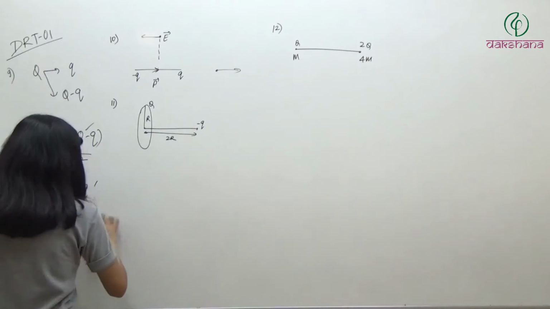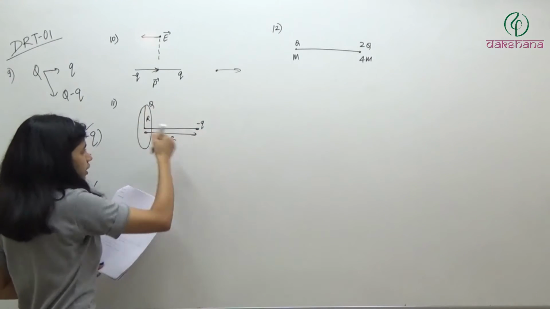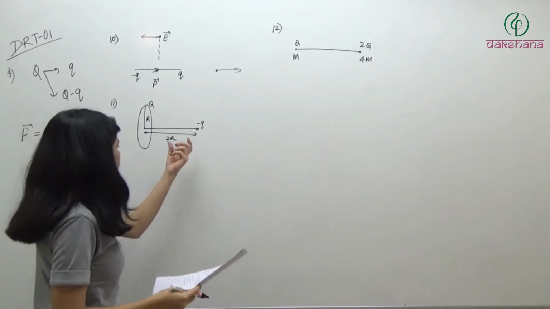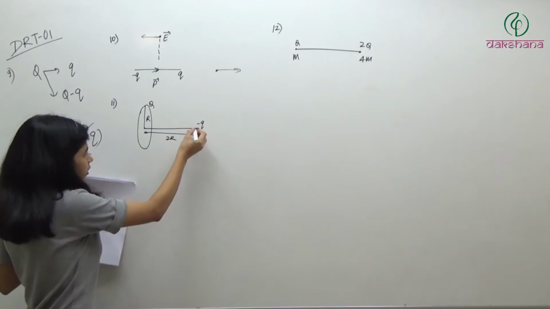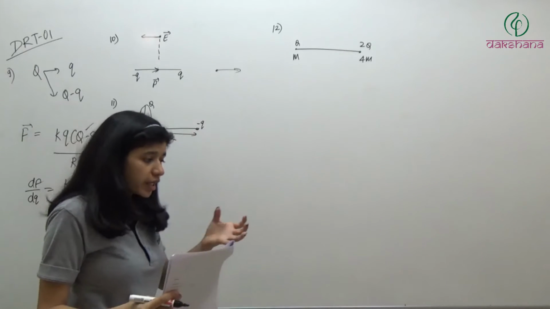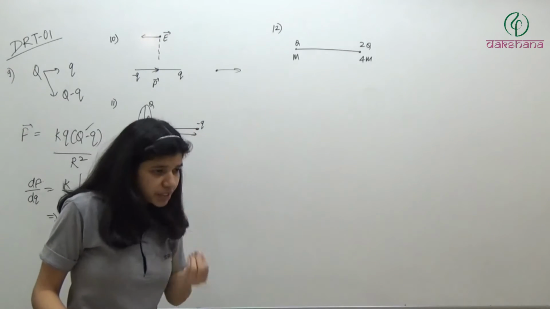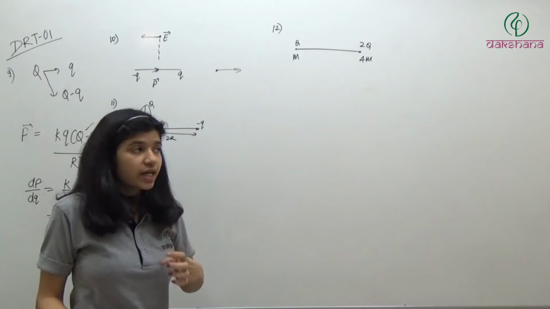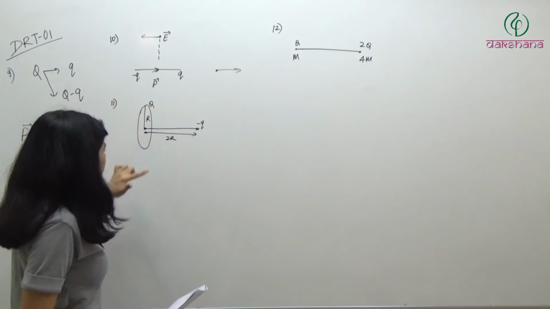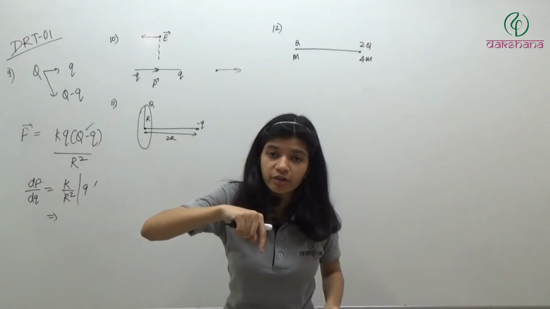So if you release it from here, this ring is going to attract it. Okay? So it is going to attract it. So slowly it will come like this. Slowly its speed will increase. Up to this point, the ring is going to apply a force in this direction. When the charge reaches the center, the force from the ring will be equal in all the directions. So force at that point will be 0.